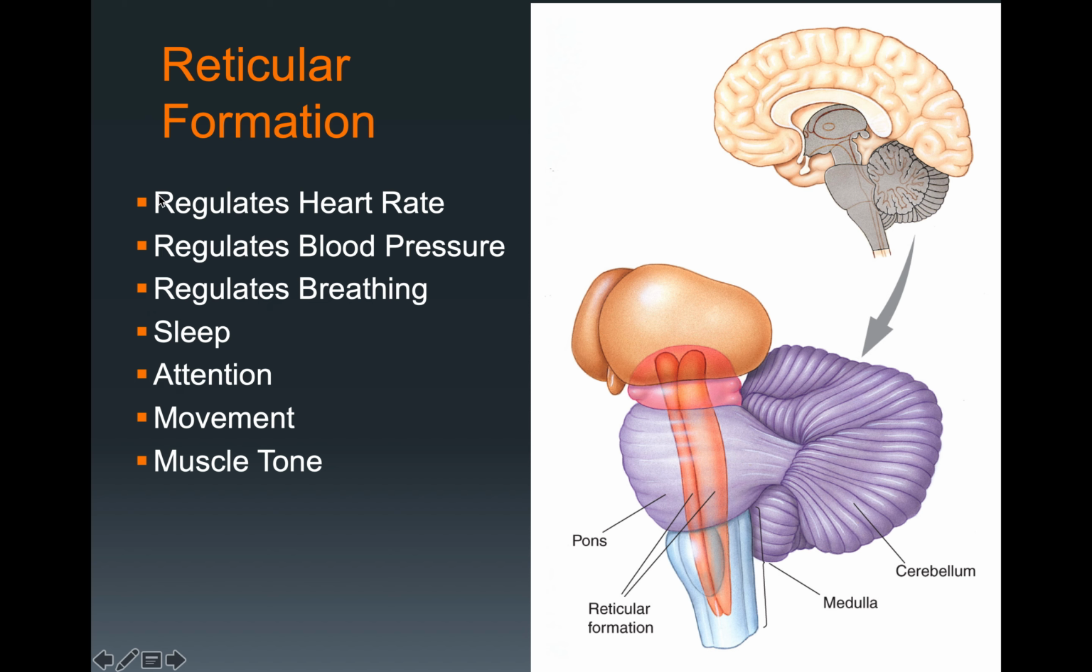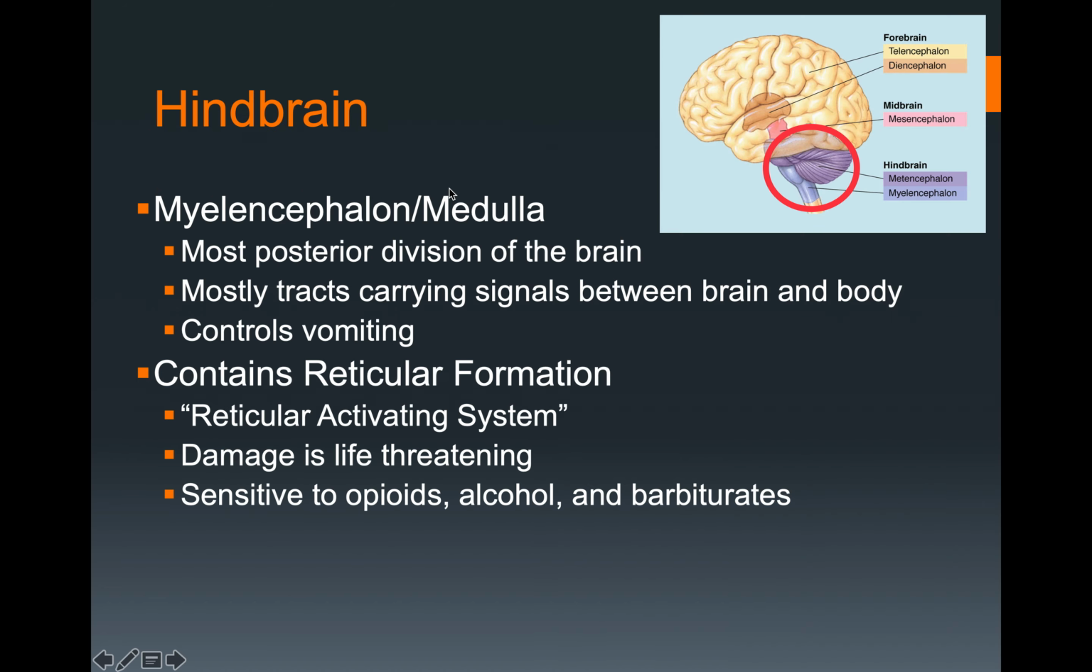Because the reticular formation is involved in these very basic reflexes that are important for survival, damage to the reticular formation is life-threatening. Someone can die if their reticular formation is damaged. It also has receptors and is sensitive to opioids, alcohol, and barbiturates. So when people die of overdoses from any of these drugs, it's usually because they stop breathing, and that's because it's affected that part of their reticular formation.